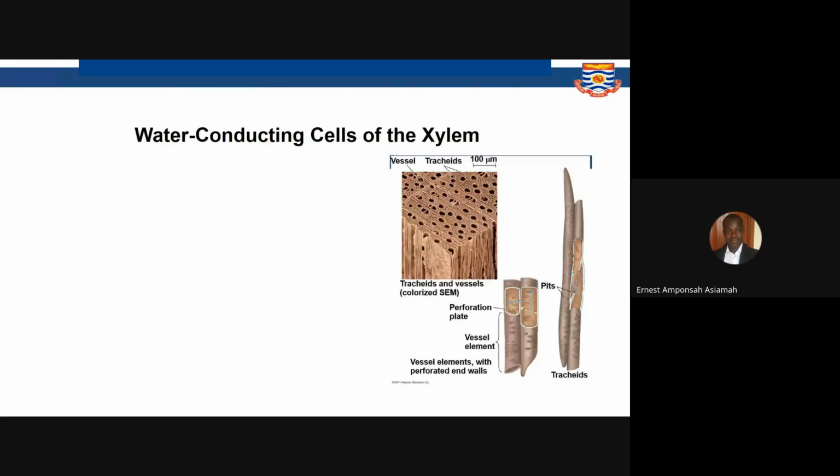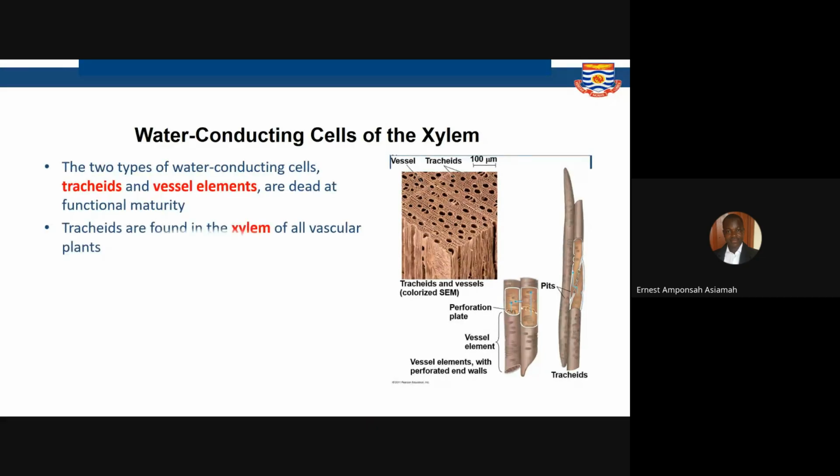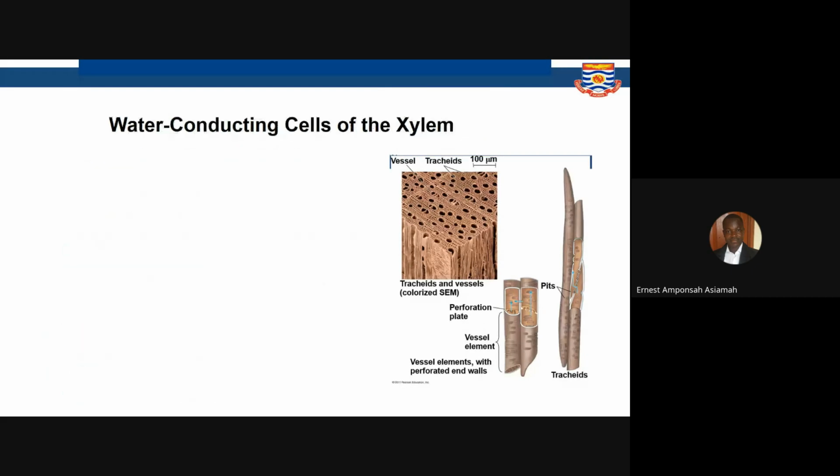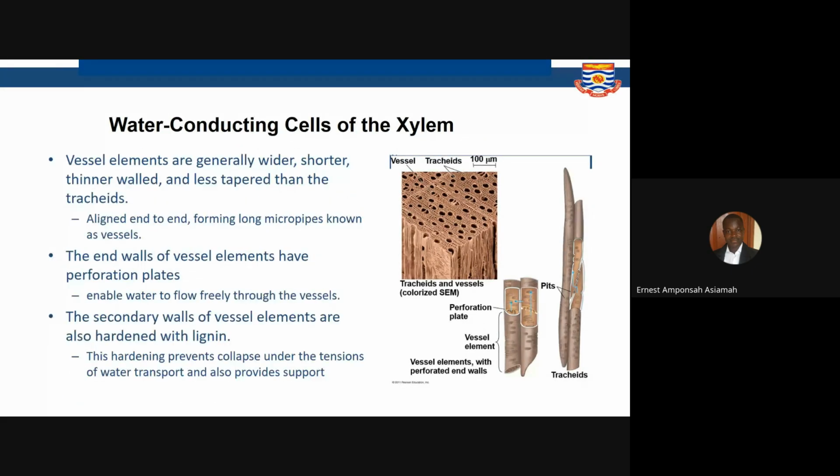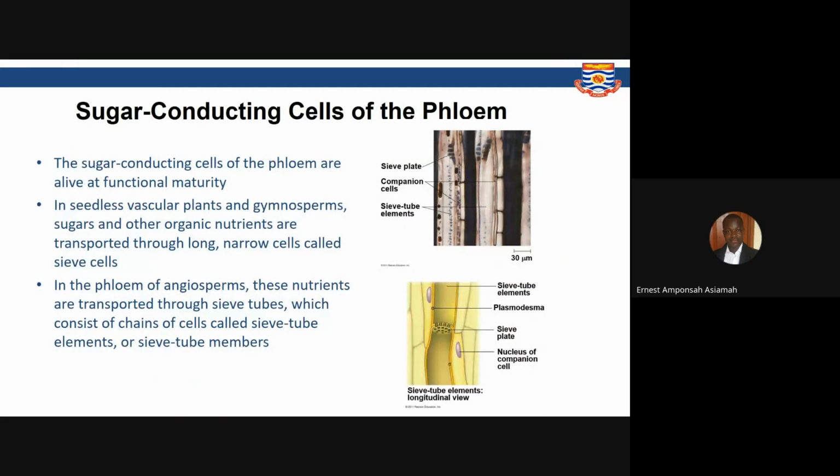So we have the vessel elements and the tracheids. Then we went on to talk about the phloem cells, which are responsible for conducting the organic nutrients. So you have the sieve tubes, the sieve cells, and also the companion cells, with the companion cells being connected to the sieve tubes by the plasmodesmata.